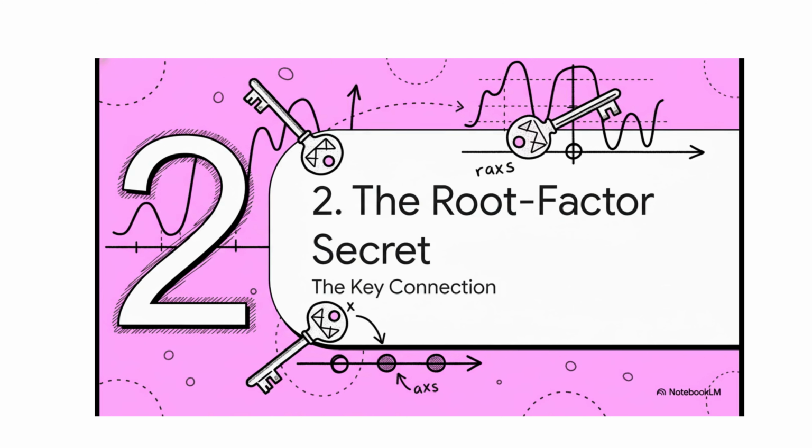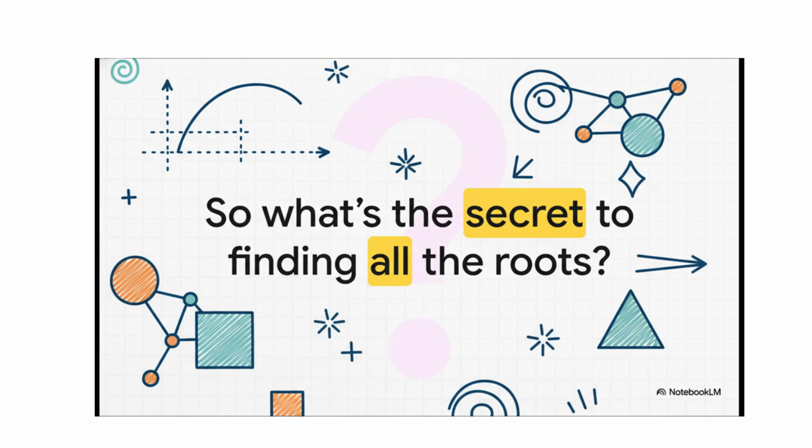Okay, so we've gathered our first clues. The degree tells us the maximum number of roots we can have, and we know those roots are where the graph hits the x-axis. Now it's time for the secret key, the thing that connects all of this together. I mean, this is the big question, right? For some really complicated thing like an x cubed or an x to the 4th equation, how in the world do you actually find those specific points? Well, it turns out there's this really beautiful, almost magical connection that we can use.